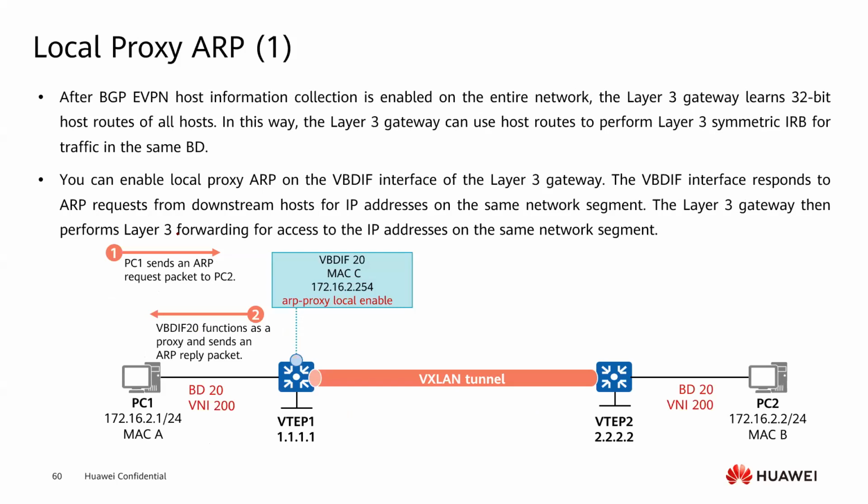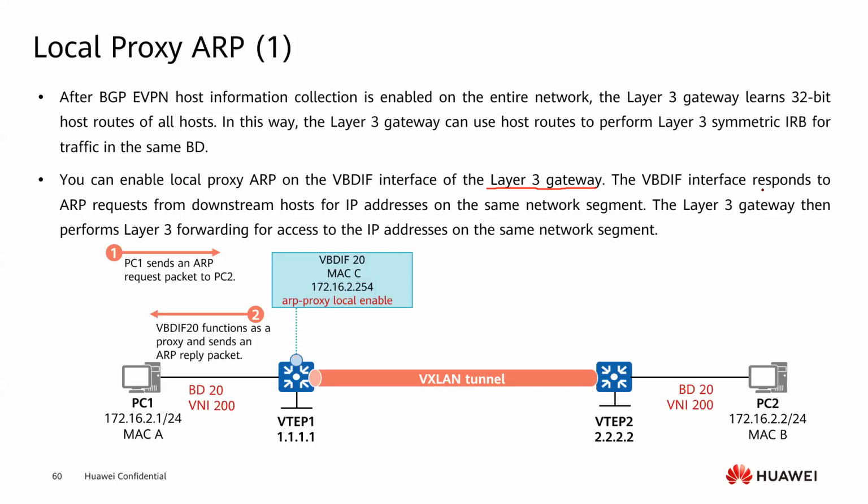Now let's look at local proxy ARP. After BGP EVPN host information collection is enabled on the entire network, the level 3 gateway learns the 32-bit host routes of all hosts. In this way, the level 3 gateway can use the host routes to perform level 3 forwarding for the traffic in the same BD. What does it mean? It means even for intra-subnet forwarding, we can use level 3 forwarding. So we can enable local proxy ARP on the VBDIF interface on the level 3 gateway.